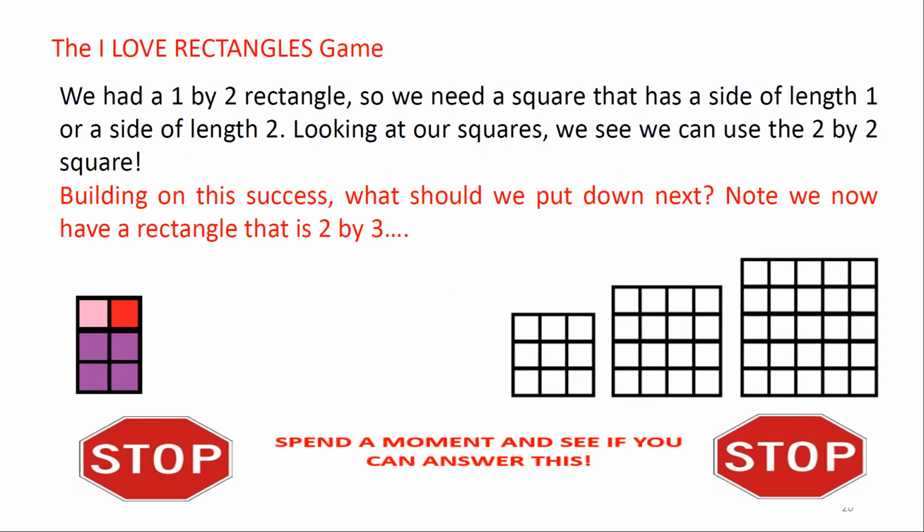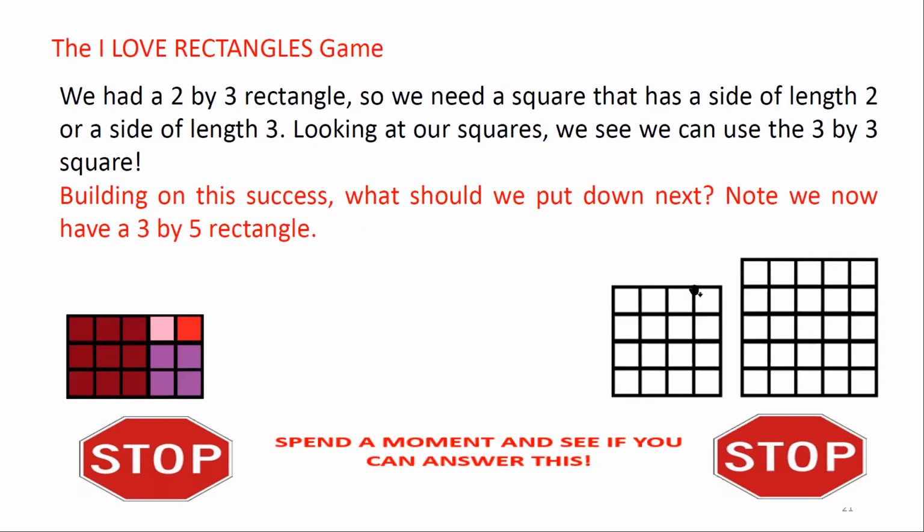Okay, welcome back. So what did you think to put down? The 3 by 3 because one of the sides is 3. Yeah, the 3 by 3 because one of the sides is 3 and it fits perfectly now. So now we have a 3 by 5. And now we still have a 4 by 4 square left. We have a 5 by 5, a 6 by 6, and so on. So stop for a moment and think, what can we put down next to this 3 by 5 rectangle and still have a rectangle?